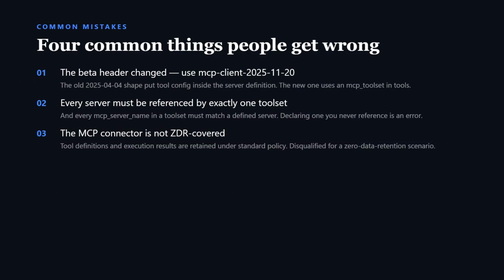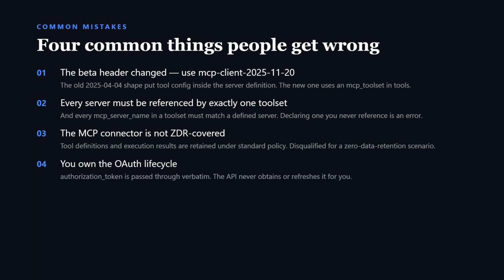3. The MCP connector is not zero data retention covered. Tool definitions and results sit under standard retention policy, which disqualifies it for any scenario that requires zero data retention. 4. You own the entire OAuth lifecycle yourself. The token is passed through exactly as you provide it, and the API never refreshes it on your behalf.